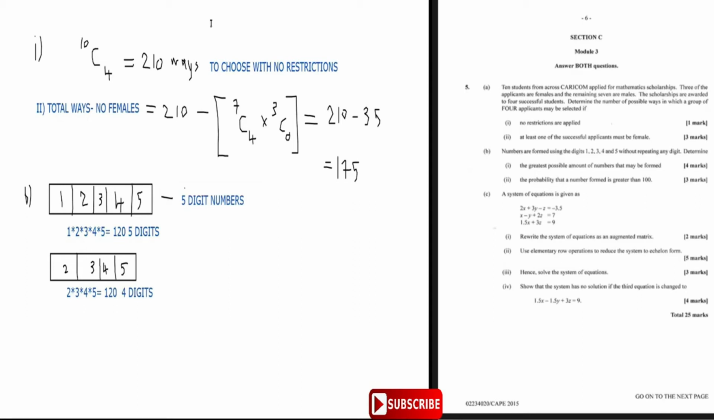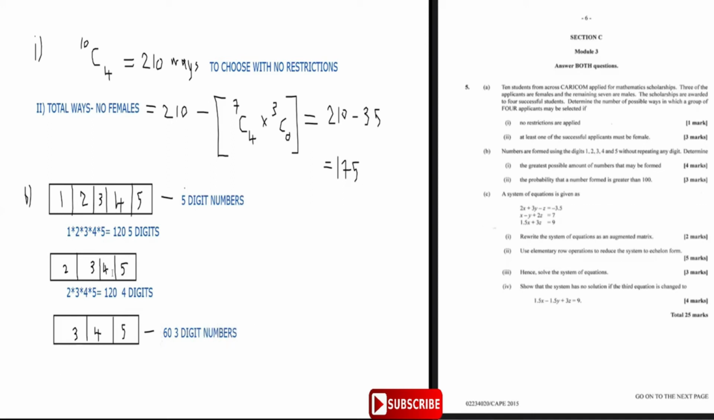So the amount of 3-digit numbers now. Remember, using numbers 1 to 5. The amount of 3-digit numbers that can be formed would be 5 numbers can go at the end, 4, 3. So now I multiply them, that's 60. So there are 60 3-digit numbers that can be formed.